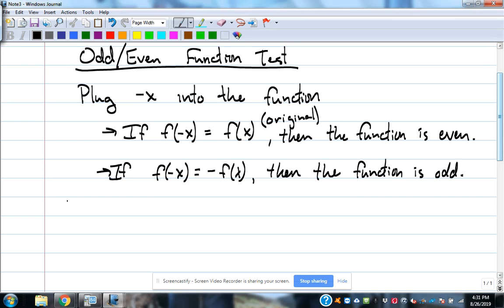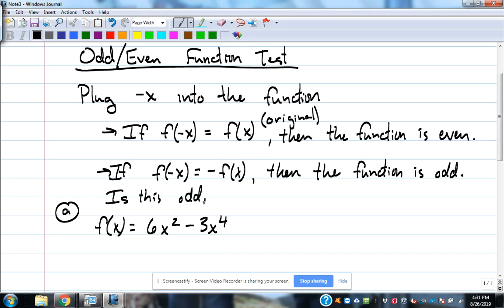Let's look at an example. F of x is equal to 6x squared minus 3x to the fourth. Is this odd, even? It could be neither. There's a possibility for that. Okay, odd, even, or neither.